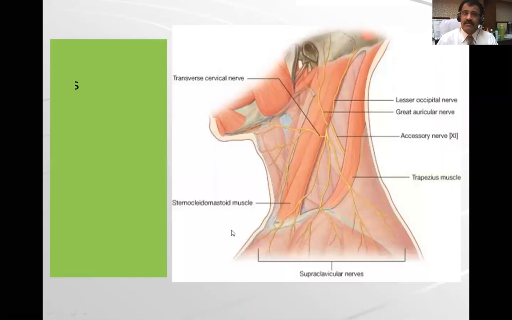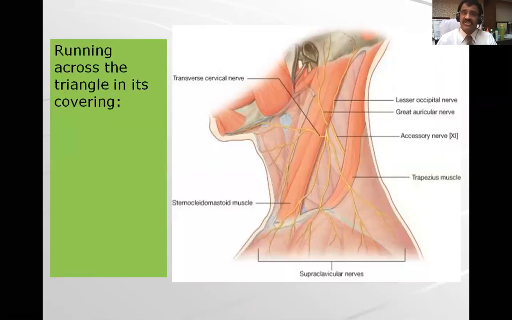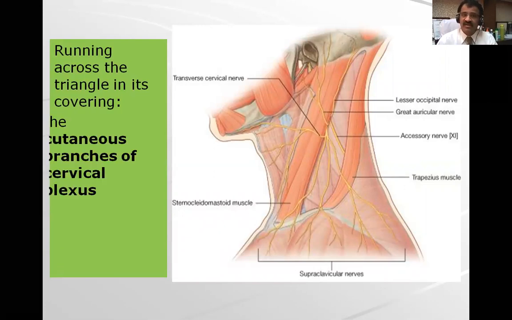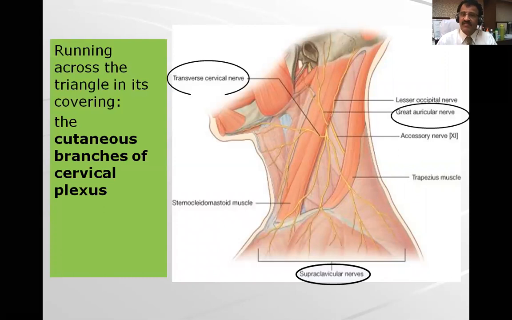Other structures which run across the triangle in its curving are also forming the roof of the posterior triangle of the neck. Cutaneous branches of the cervical plexus: you can see all these cutaneous branches here in the posterior triangle. They also form the roof. These are the supraclavicular nerves, transverse cervical nerve, great auricular nerve, lesser occipital nerve, and so on.